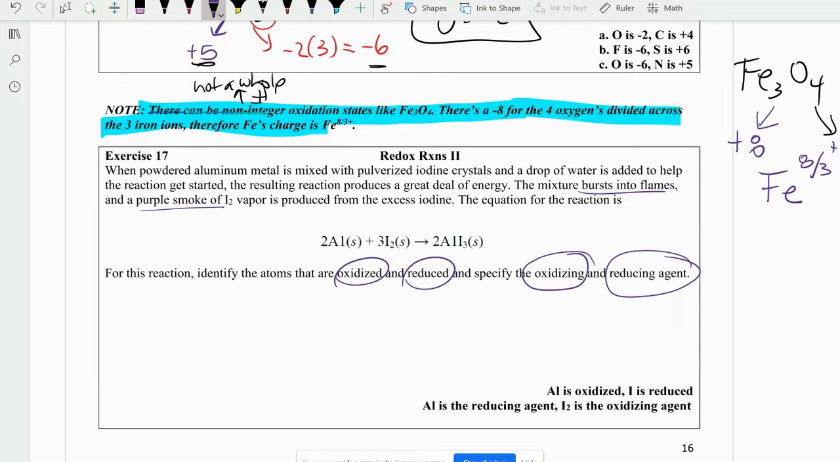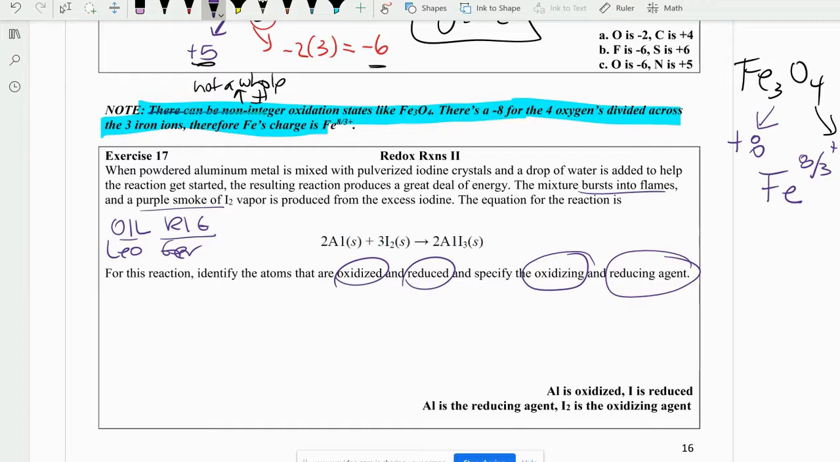So remember, you want to go ahead and slap on these acronyms or these mnemonic devices: OIL RIG, or LEO goes GER. So oxidation is to lose, reduction is to gain electrons, that is.